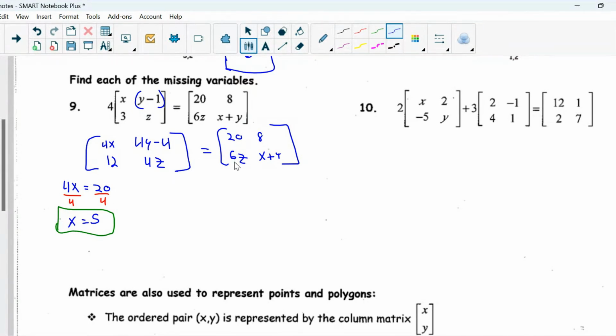Right there. Let's do the same with z. In our bottom left hand here, we have 6z equals 12. So we can go ahead and set that up in a very similar way. 12 equals 6z. Go ahead and solve for z. Divide both sides by 6, which will give us z equals 2.